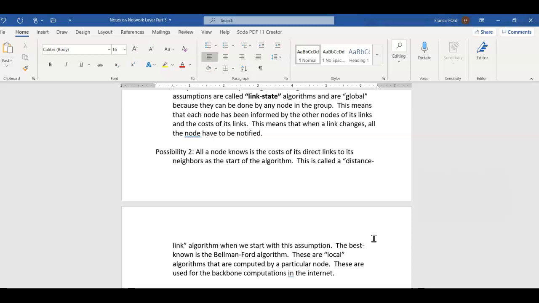Now, these are the Bellman-Ford algorithms. Ford is not any related to me. I don't even know who that Ford is. These are local algorithms, mainly because each node only knows a little bit. The backbone computations in the internet usually use that method. The interior ones for the small autonomous systems usually use Dijkstra.